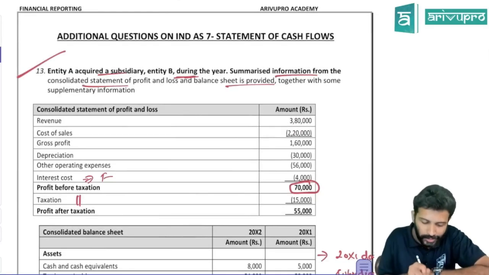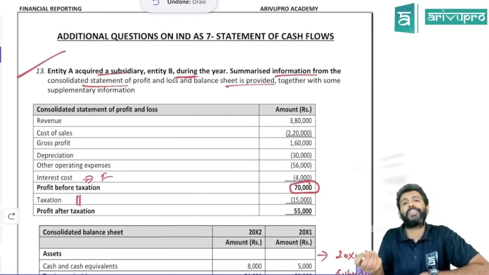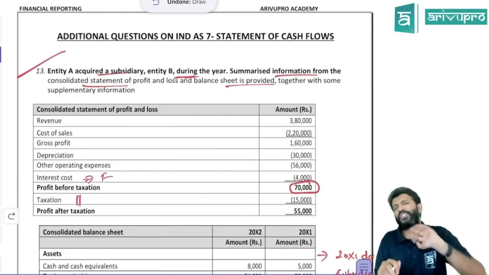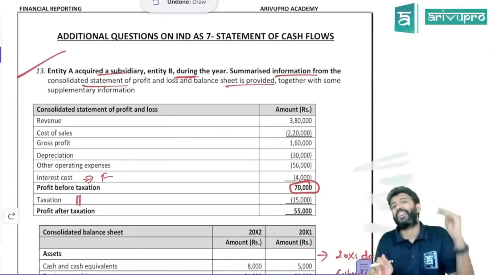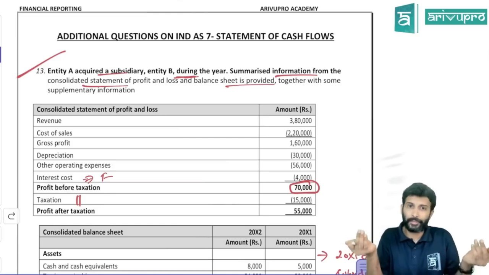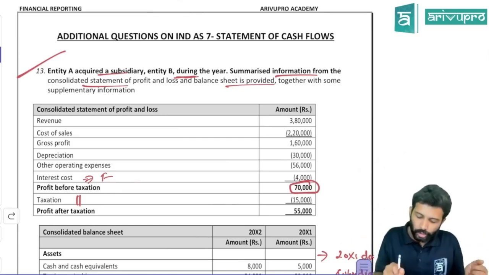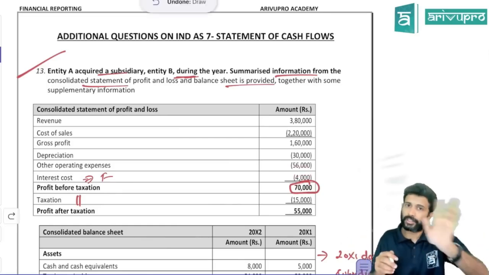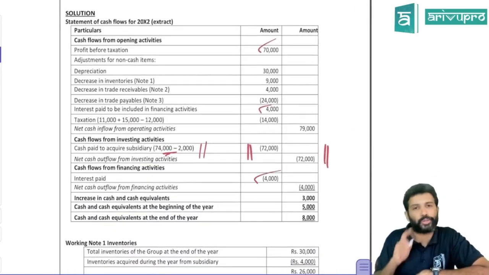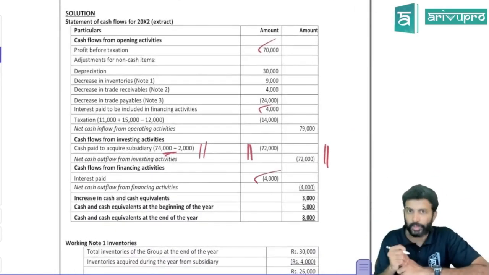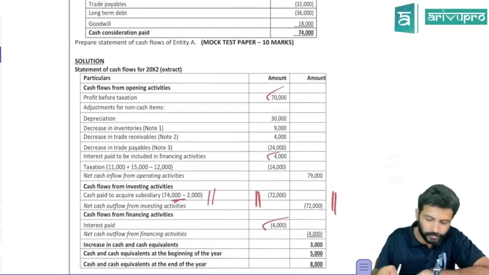Actually, this is not interest paid. This is interest cost. If they don't give any information, we assume that the interest cost and interest paid are the same. Because we know that interest charges we book as per Ind AS under the effective interest method, and interest paid could be different. So if no other information is there, we assume that interest cost and interest paid are the same. Here no other information is given, so under financing activity also 4,000 they've reduced. That's an assumption you need to make if they don't say anything else.